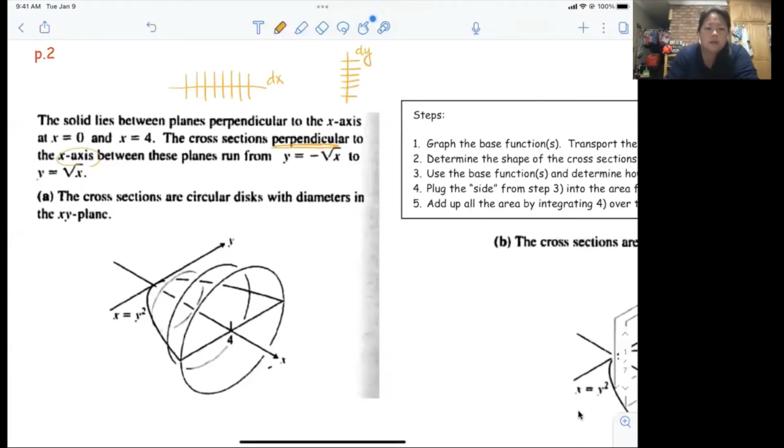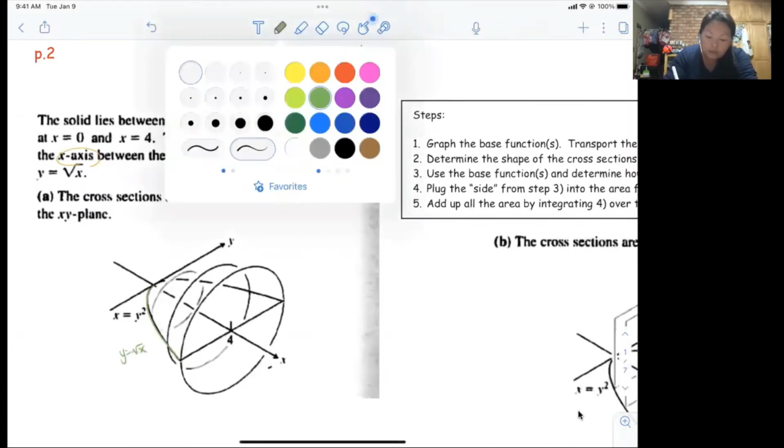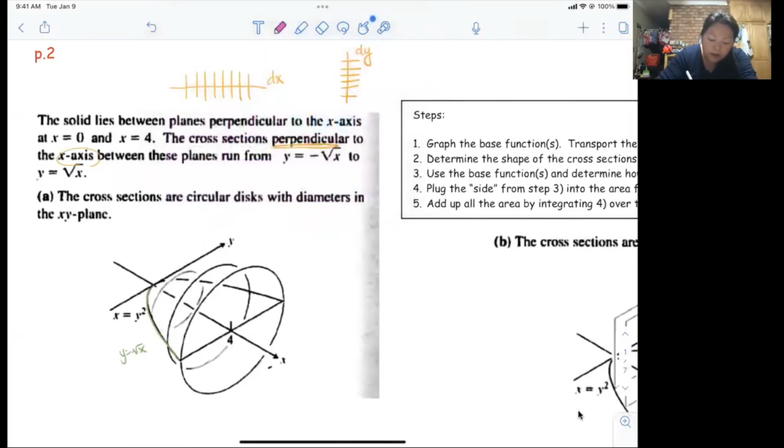All right, so this says you can look at your equation two ways. You can look at it as x equals y squared, or you can look at it as two functions here. y equals negative root x, and then the other way is y equals positive root x. And the reason why we want to rewrite it as y equals an x function is because it's a dx problem, right?